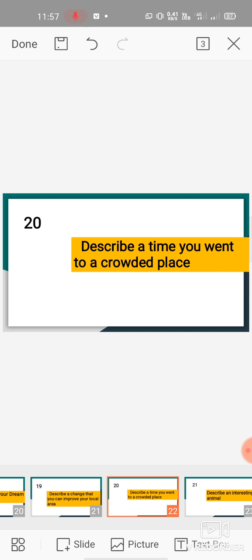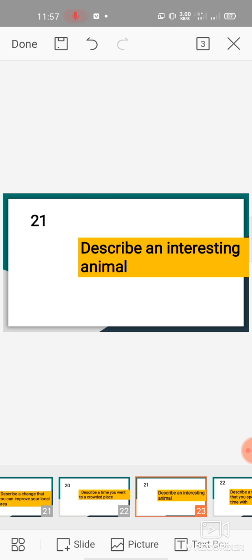Next one is, describe a time you went to a crowded place. You can describe, like, you had to go to a crowded place, that can be a temple, that can be a market, and that can be a cinema hall.